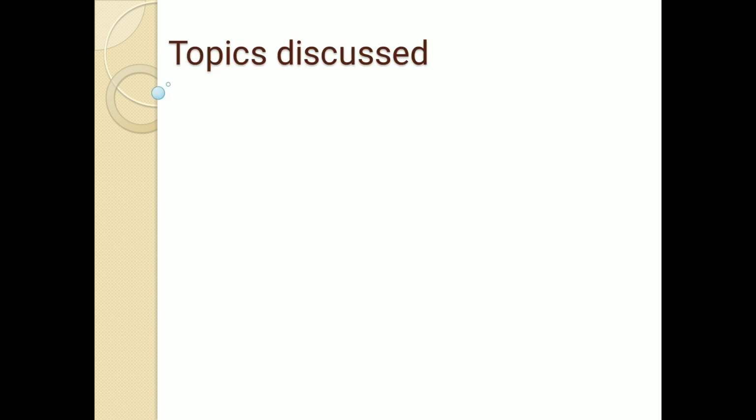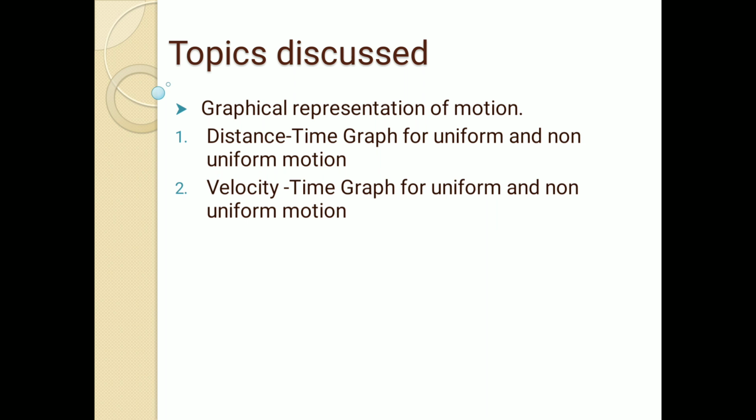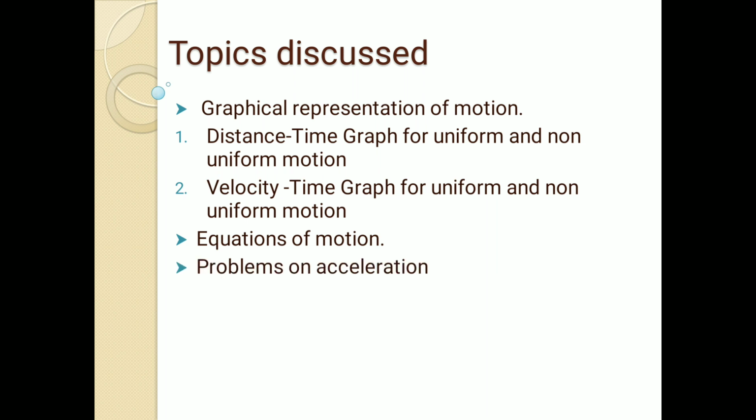So finally we came to the end of this session, children. What we have discussed today: first we discussed graphical representation of motion. In graphical representation of motion we discussed the distance time graph for uniform and non-uniform motion. Next, the velocity time graph for uniform and non-uniform acceleration. The last one, the equation of motion, we didn't discuss. We'll discuss it in the next class. These two topics, equation of motion and problems on acceleration, we'll discuss in the next class.